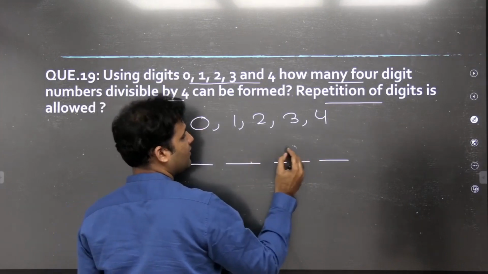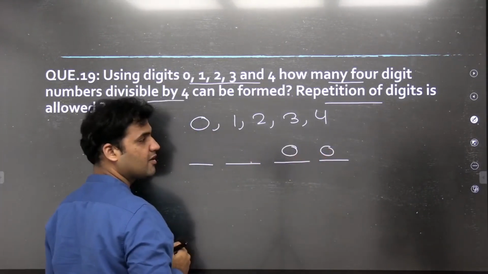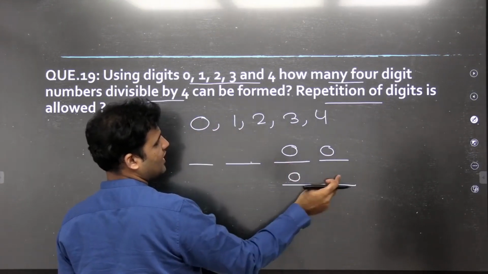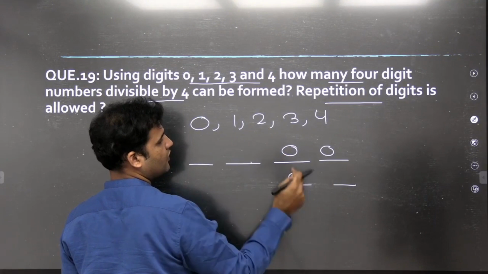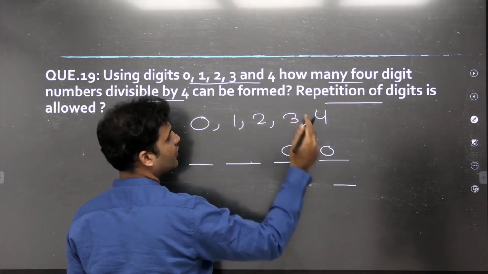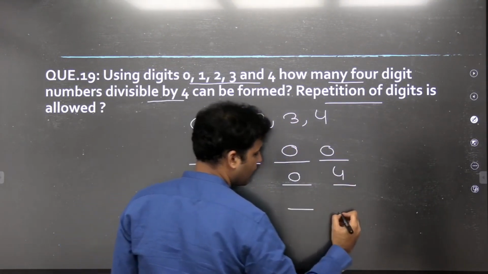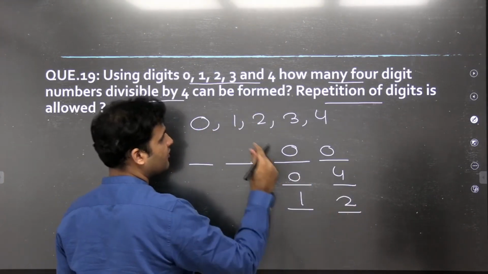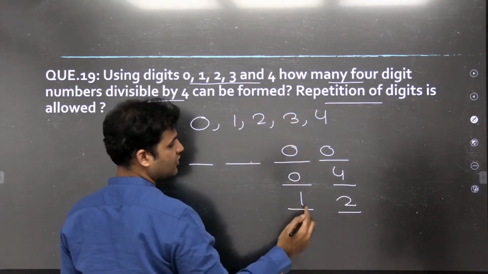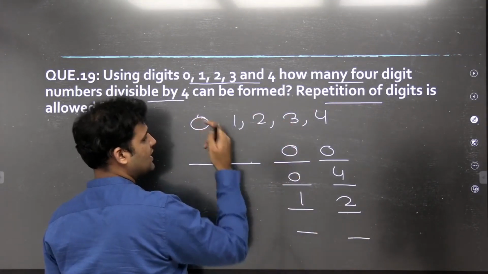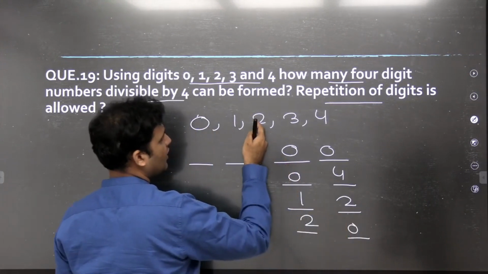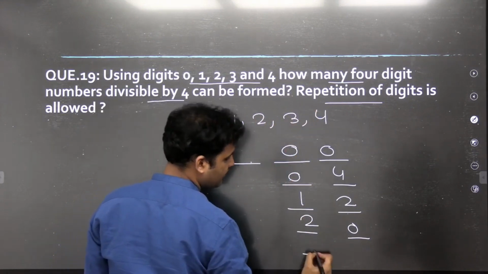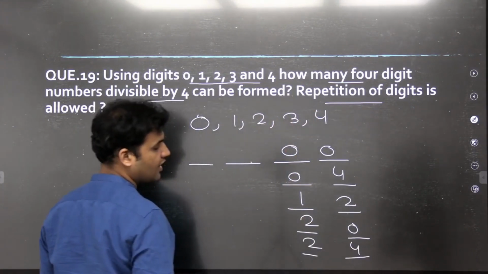Start with 0. Can I place 0 here, 0 here? Will the number be a multiple of 4? Yes. What if I place 0 here? 0, 1 will not be a multiple of 4. 0, 2 will not be. 0, 3 will not be. But 0, 4 will be a multiple of 4. 1, 0 is not possible. 1, 2 is possible, 12 is a multiple of 4. 1, 3 is possible? No. 1, 4? No. With 2, 2 and 0 is possible? Yes. 2, 1? No. 2, 2 is not possible. 2, 3 is not possible. 2, 4 is possible. 2 can come over here, 4 can come over here.